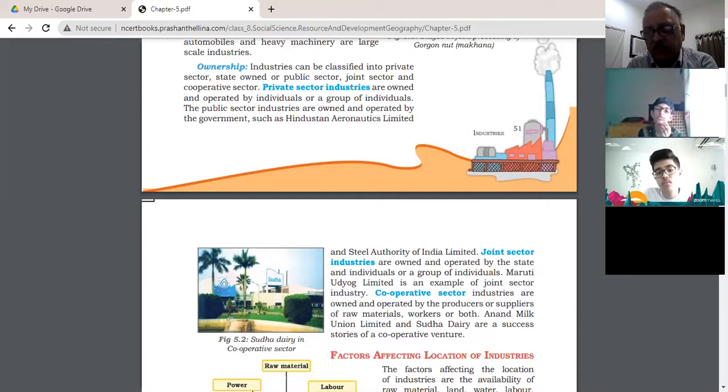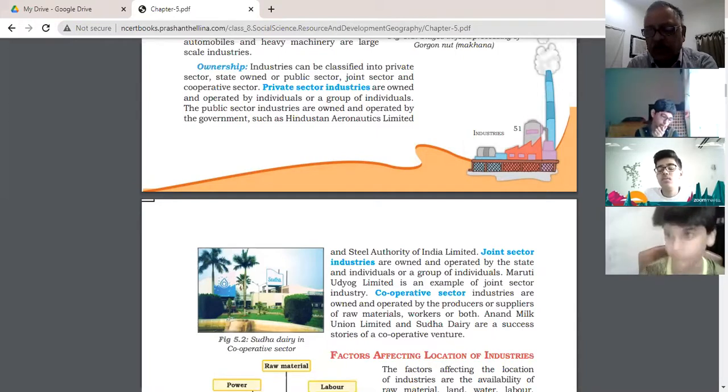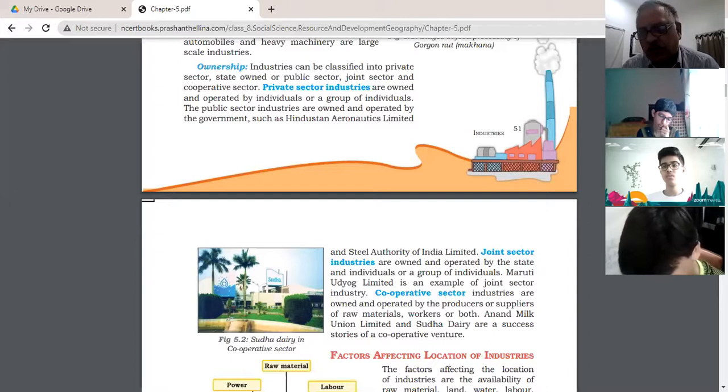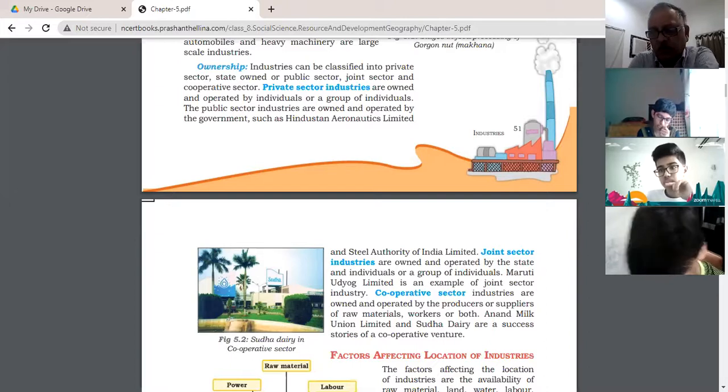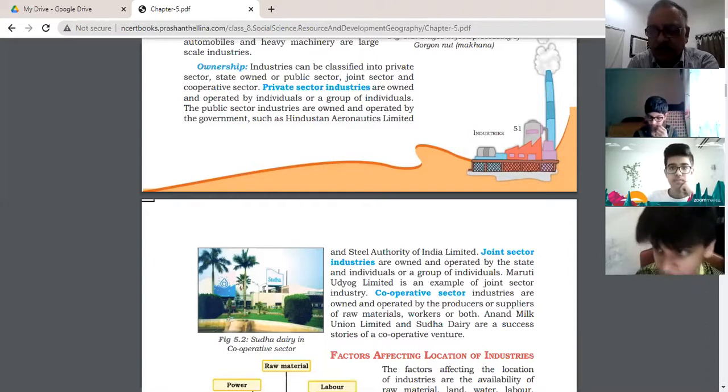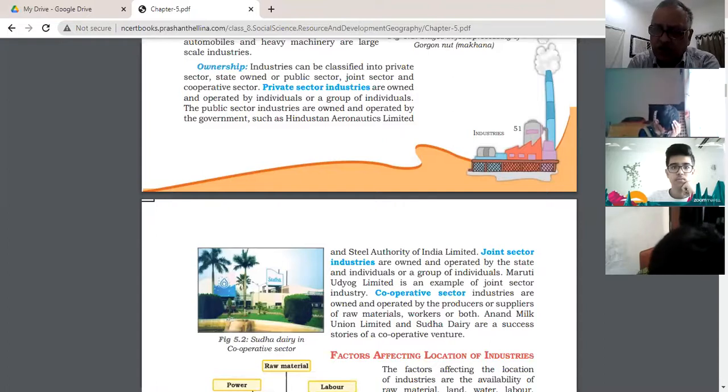But in private sector, profit is main. Because you are spending the money, so you need more money to be earned. So there you will decide what to produce, how to produce, for whom to produce, and how much cost will be there. When the public sector industry is set up, they see that employment should be provided, plus minimum profit and more benefit to the people.